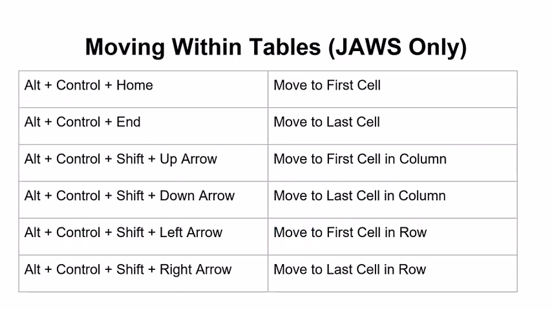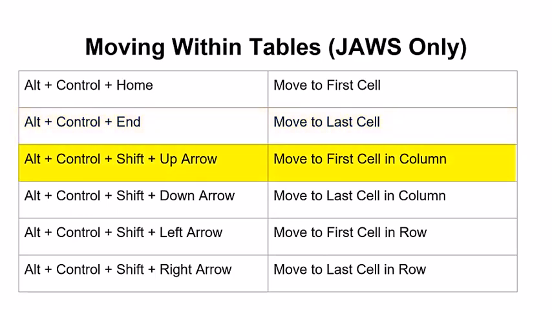The following commands only apply to JAWS, and I feel like I need to say here that there are some commands that are slightly different. You can do this differently depending on your preference, but these are the commands that I've been using and that I usually teach. Alt Control Home will move to the first cell in a table, where Alt Control N will move to the last cell.